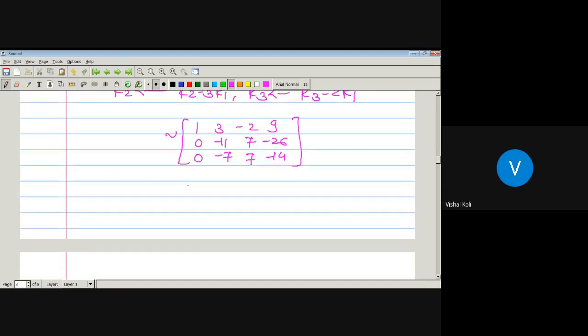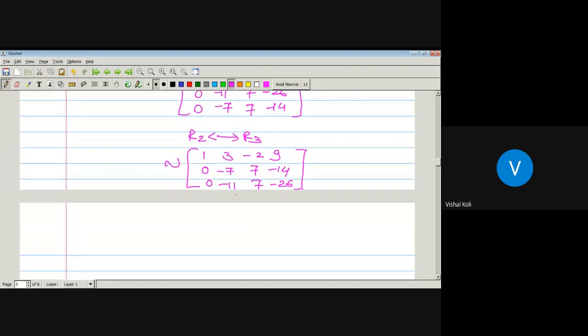Now here, R2 is changing to R3. It means we have to interchange the second and third row. So now it becomes 1, 3, minus 2, 9, 0, minus 7, 7, minus 14, 0, minus 11, 7, minus 26. Okay. Now, row R2 is changing to R2 divided by minus 7. That is, divide the second row by minus 7.